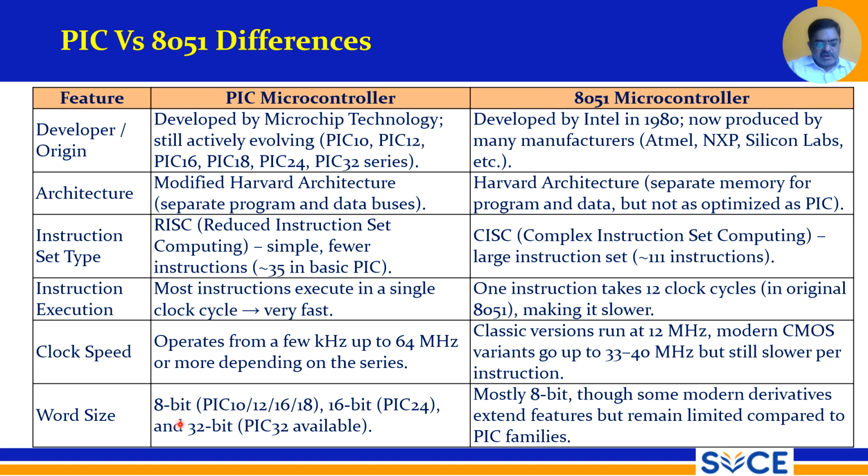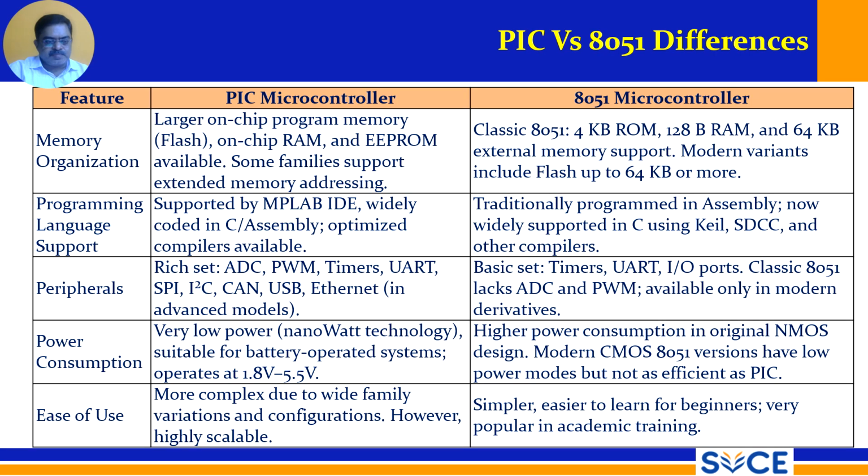And word size: it is 8-bit PIC 10, 12, 16, 18, 16-bit PIC that is PIC 24, and 32-bit PIC that is PIC 32 available. So in 8051 it is mostly 8-bit, though some modern derivatives extend features but remain limited compared to PIC families. So here it is limited only. So this is one comparison, and we will discuss more feature comparisons.